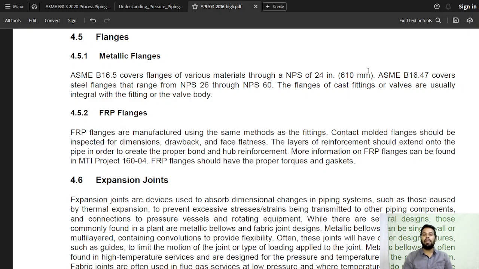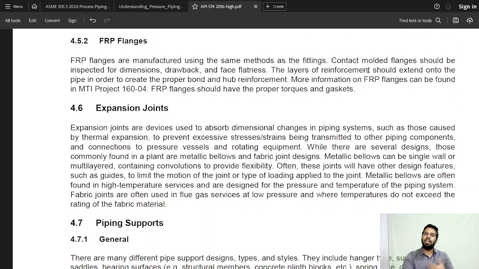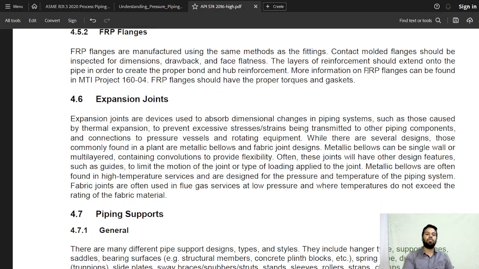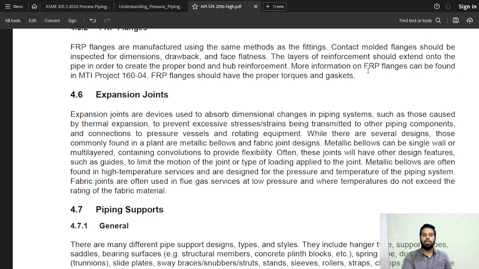FRP flanges are manufactured using the same methods as fittings. Contact molded flanges should be inspected for dimensions, drawback, and face flatness. The layers of reinforcement should extend onto the pipe in order to create the proper bond and hub reinforcement. Obviously, FRP flanges are FRP flanges. Okay, mostly we'll be using metallic flanges when we are talking about API 570, but in case of FRP services, FRP flanges would be used.